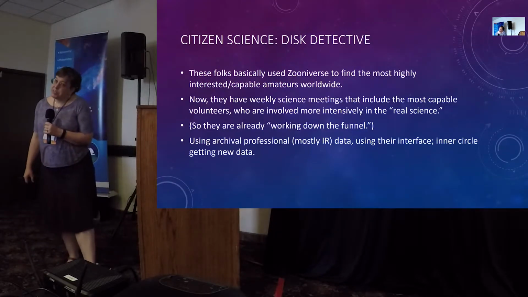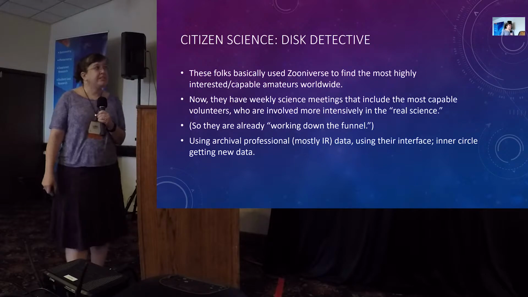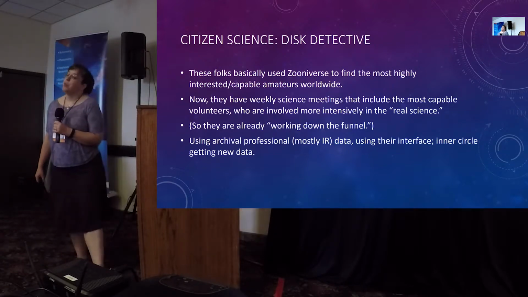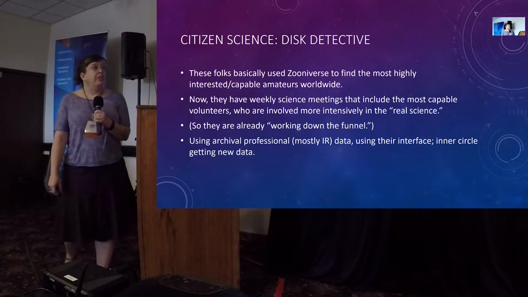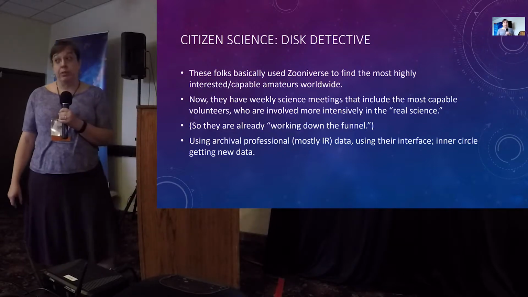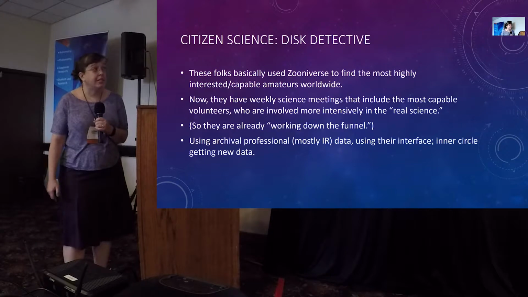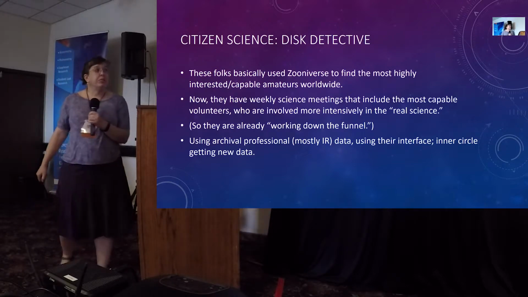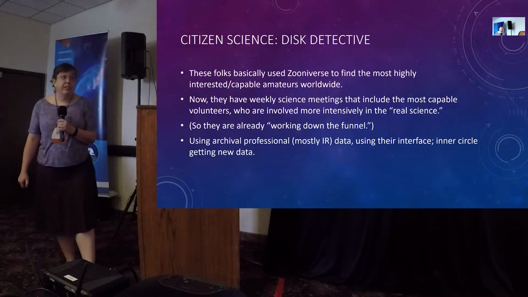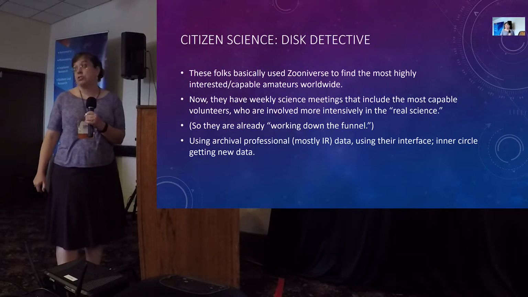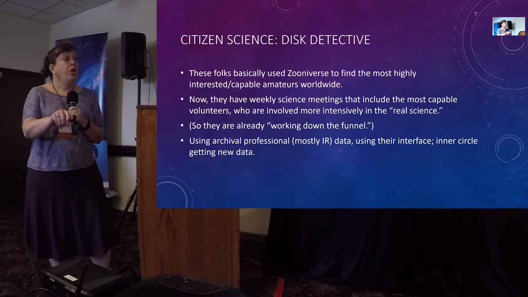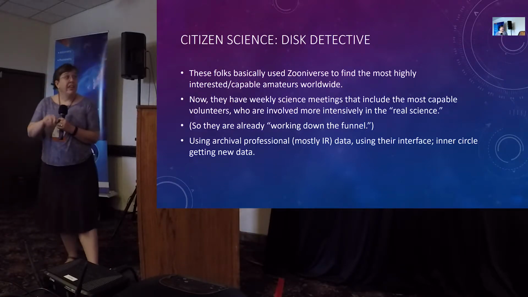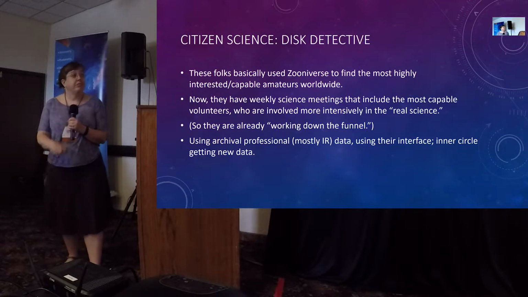And what's really interesting to me about the Disk Detective project is basically they used Zooniverse to find the most capable amateurs they possibly could worldwide. And those highly capable people, the ones who are most dedicated to Disk Detective, are now heavily involved in the weekly science meetings. They have weekly Google Hangouts involving amateurs from all over the world. And so those amateurs are getting exposure to the real science process, and they're already, therefore, working down the funnel.